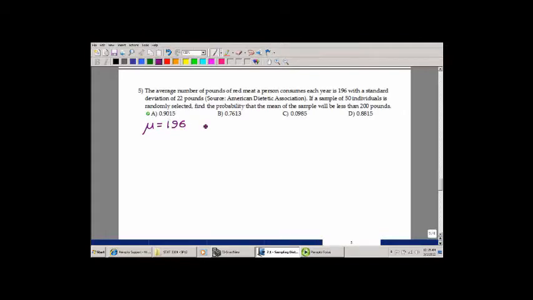All right, so mu is 196. Standard deviation is 22. N is 50.